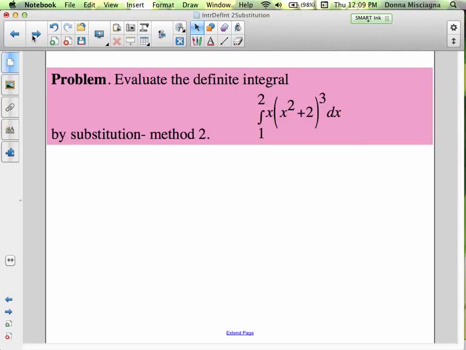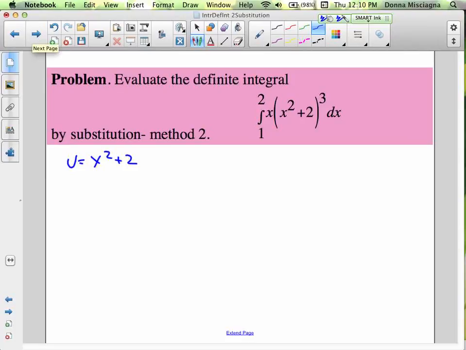All right, so this one is just going to be method number 2. So now what's our u here? What's d? We did it with method 1 before. Did we do method 1 or method 2? We didn't do method 1. Is this the one that we messed up and did method 2 on accident first? No, this is the messed up one. Okay, so we're going to do method 2.